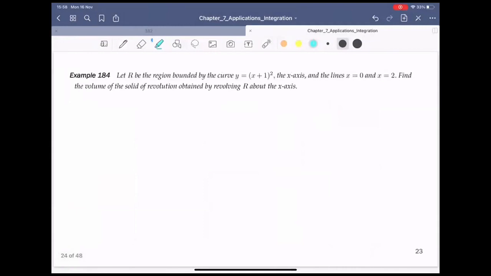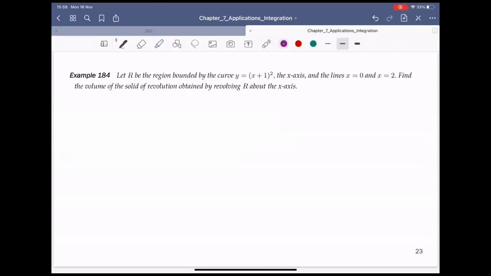So example 184: let R be the region bounded by the curve y equals (x plus 1) squared, the x-axis, the line x equals 0 and x equals 2. Find the volume of the solid of revolution obtained by rotating R about the x-axis. So first of all, you need to draw the graph of the region R.